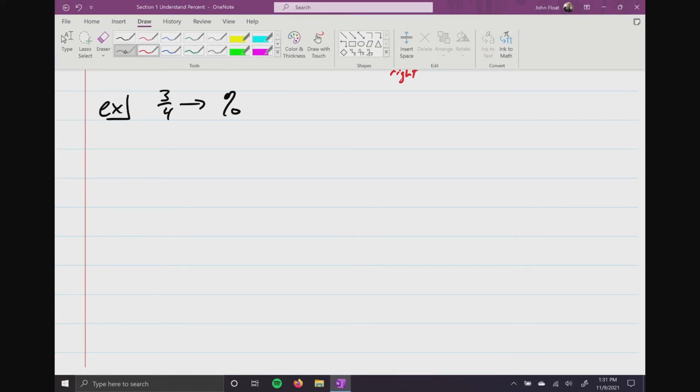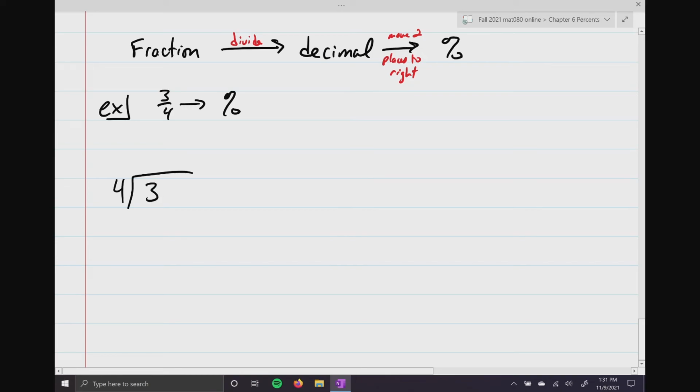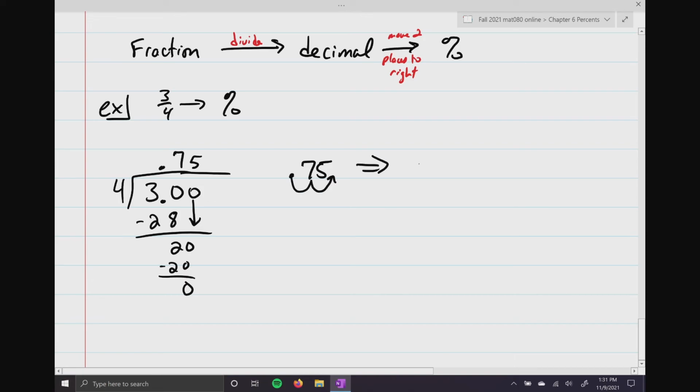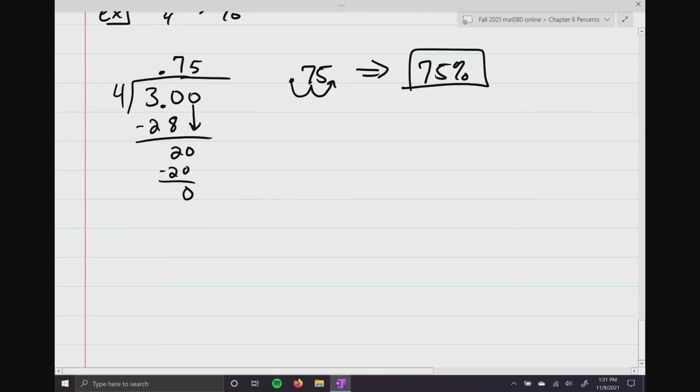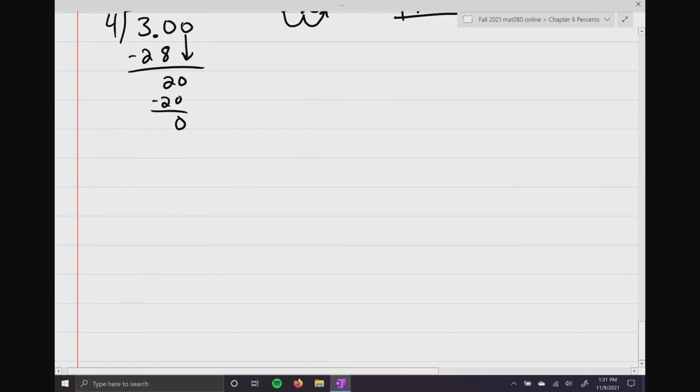And that's it. So 4 goes into 3. Well, it doesn't. So let's put a decimal right above, add a 0. 4 goes into 30 7 times. It's going to be 28. Subtract, you get a 2. Add a 0, drop it down. 4 goes into 20 exactly 5 times. So that's going to give us 0.75. But now we need to move the decimal 2 places to the right to make a percent. 1, 2. So we get 75%. Okay? And that's it. That's as hard as these get. So let's try a couple more here.